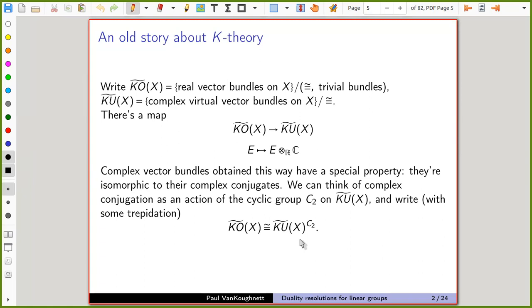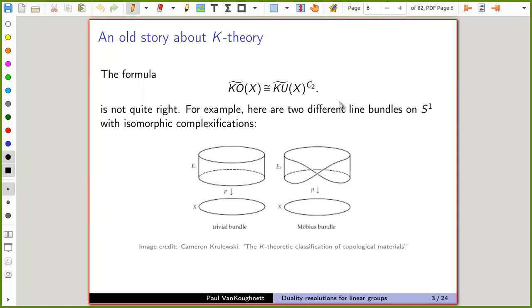This is not quite right. The problem is that to define both of these things, you had to mod out by isomorphism, but that behaves in a strange way when you take fixed points with respect to this group action. For example, here's a picture of two different real line bundles on the circle, the trivial bundle and the Mobius bundle. But these bundles have isomorphic complexification. So there's only one isomorphism class of complex line bundles on the circle.